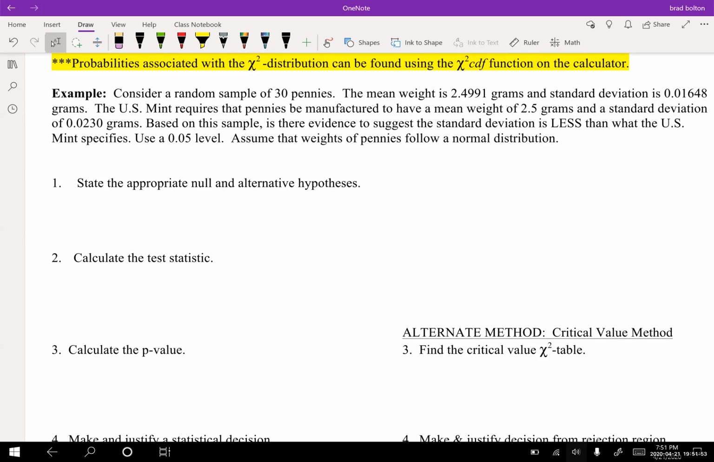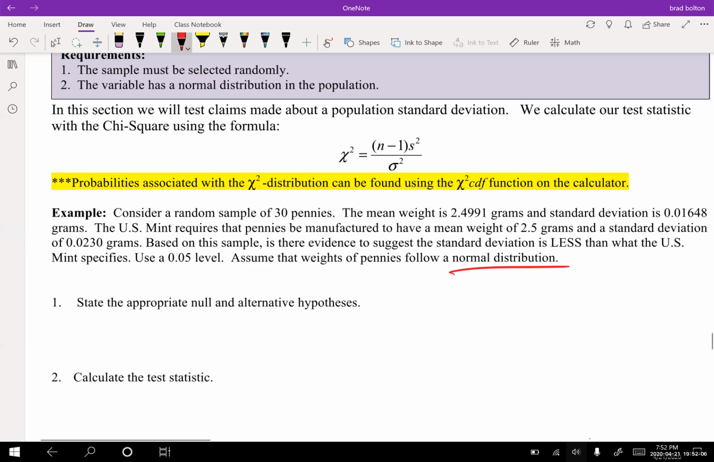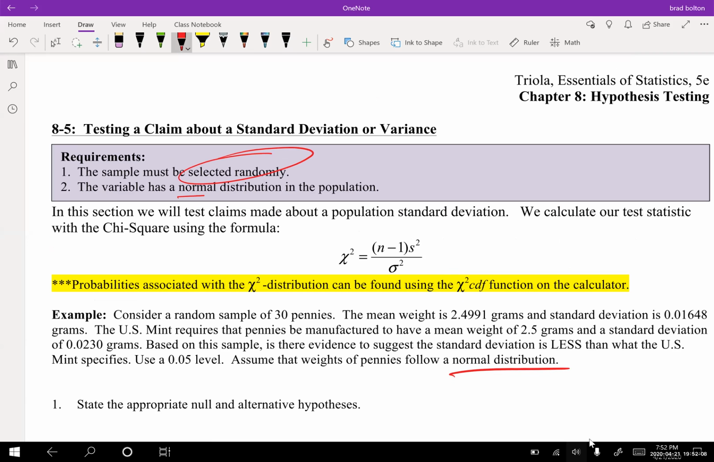Based on this sample, is there evidence to suggest the standard deviation is less than what the U.S. Mint specifies? Use a significance level of 0.05 and assume the weights of pennies follow a normal distribution. So boom, they gave us normal distribution. We go up here and it says selected randomly and normal distribution. We're good. This is a formula we have.